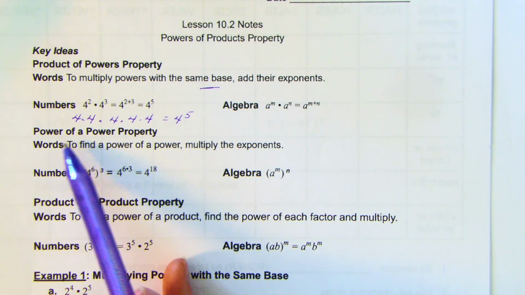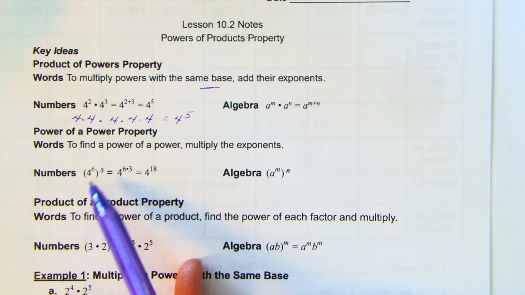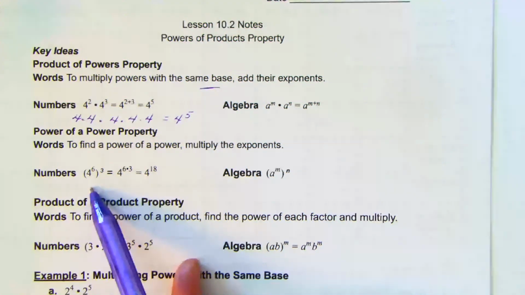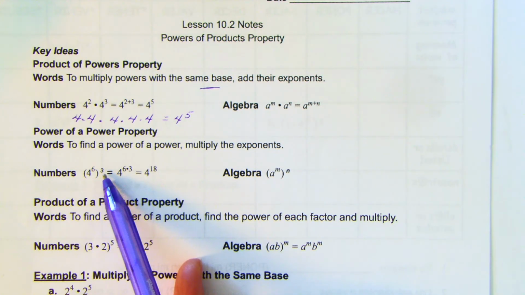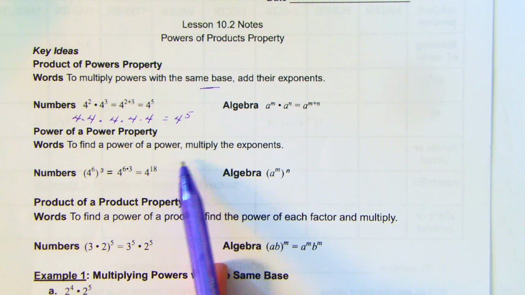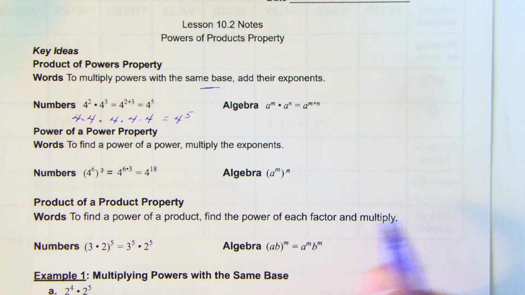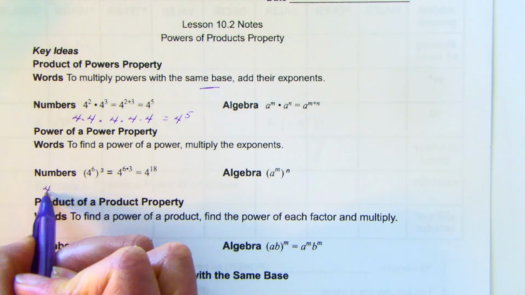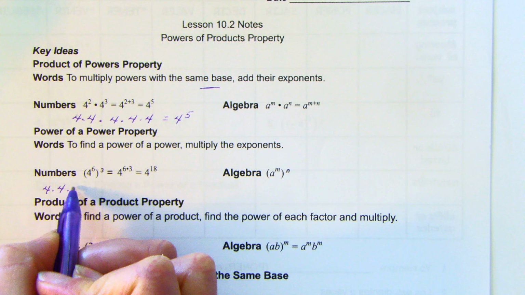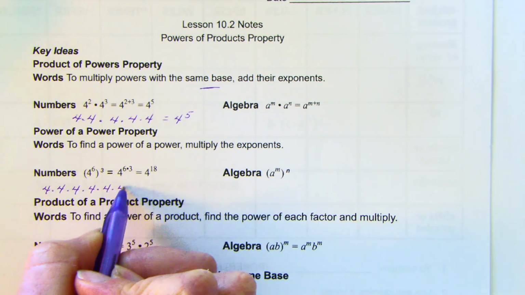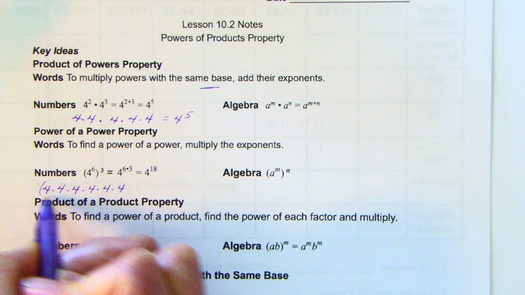The power of a power property, similarly: if you have a power, 4 to the 6th, and you are raising it to a power, to the third power, you find that by multiplying the exponents. So if you get confused and you can't remember, stretch it out and look at it. This one's going to be really long. So we're going to do 4 to the 6th: 1, 2, 3, 4, 5, 6. There's 4 to the 6th.